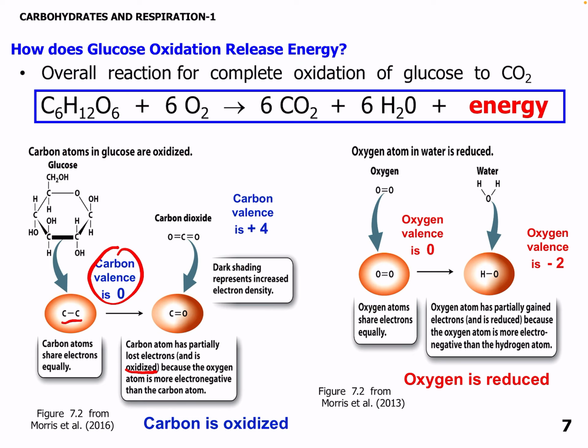And because the oxygen atom is more electronegative than the carbon atom, we can see here the dark shading represents increased electron density. Now the carbon atom's valence is positive 4. Carbon becomes oxidized.